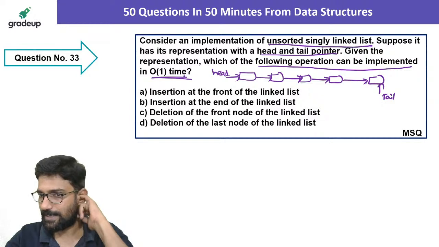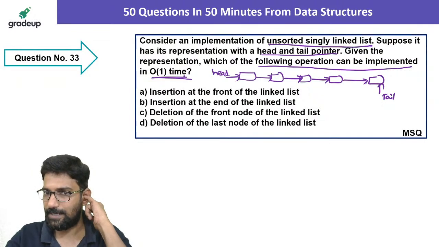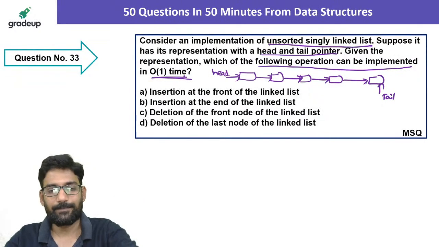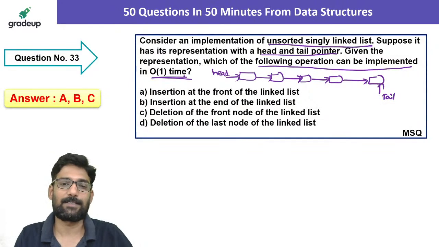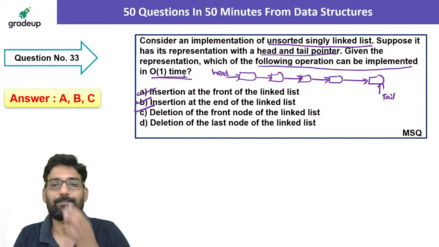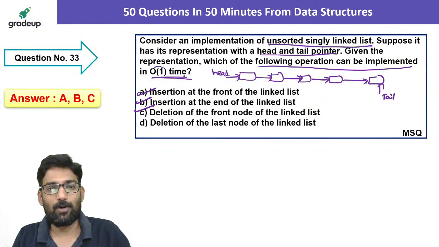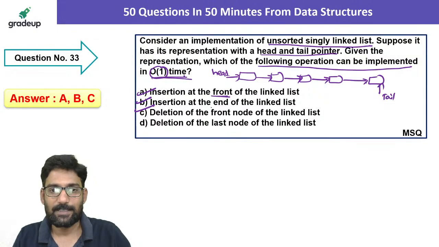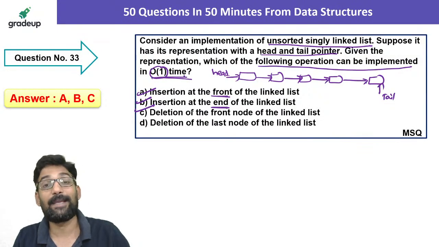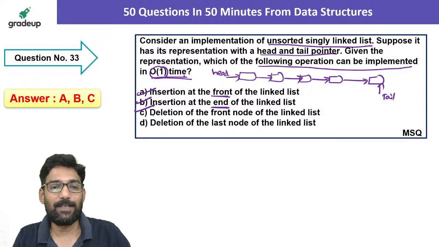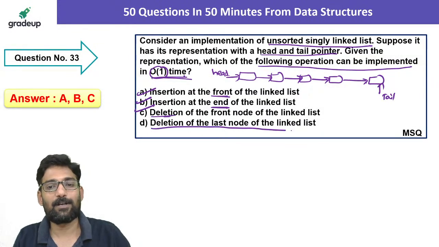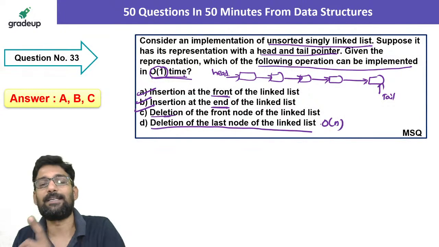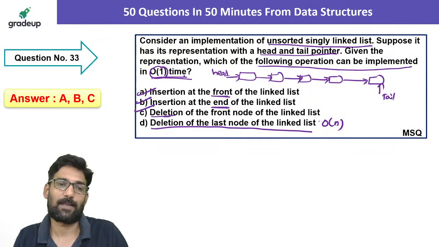Raja Rajput says ABD, Pratik Soni ABC. Okay. The right answer for this is yes, ABC. Big O of 1, constant time: insertion at front, insertion at end, because we have a tail pointer, deletion of first, but deletion of last takes big O of n because it's a singly linked list. Okay.